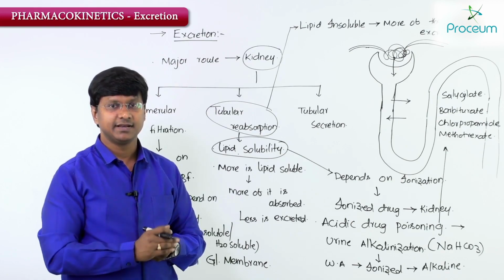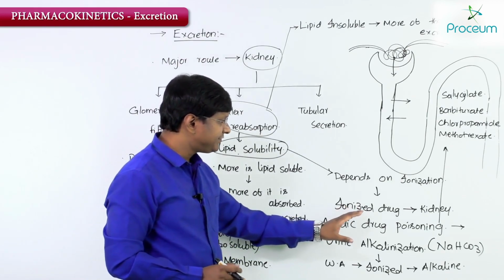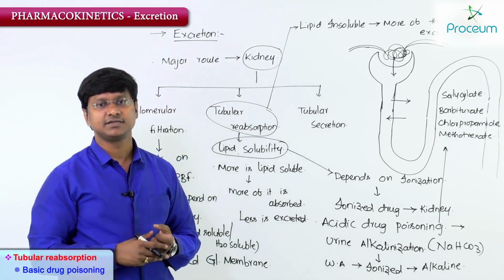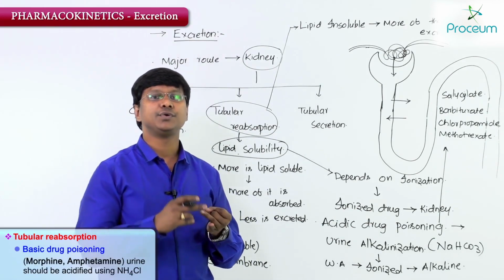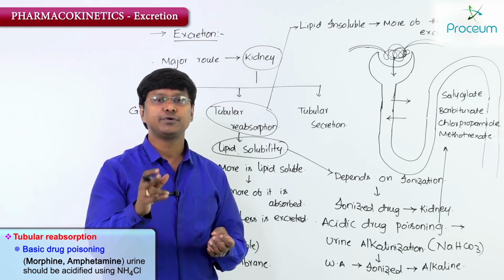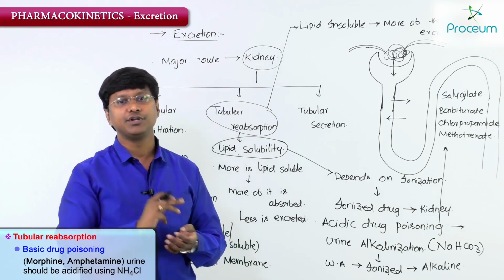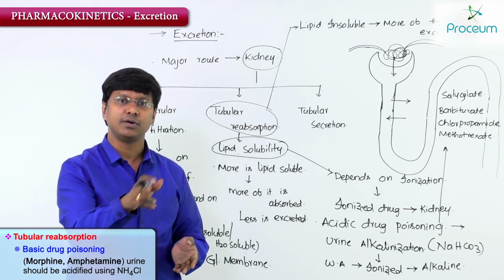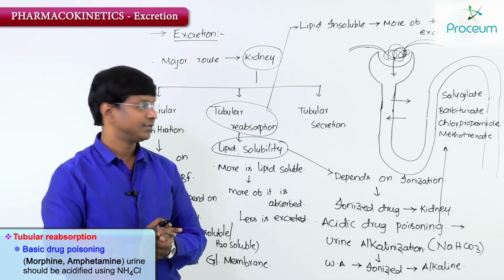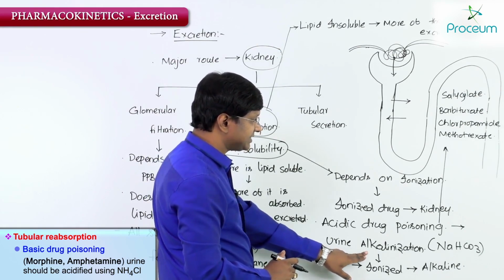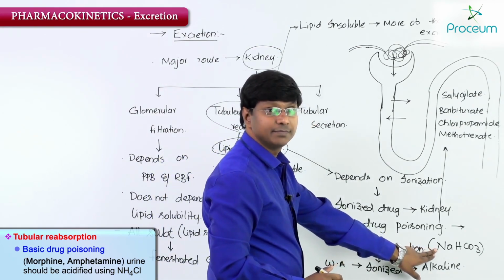Alright. Similarly, what are the basic drug poisonings? You take morphine or amphetamine. In case of basic drug poisoning, the urine should be acidified with ammonium chloride. In such case, the basic drugs will be in ionized form and they will be excreted out. So in acidic drug poisoning, you want alkalinization with sodium bicarbonate.